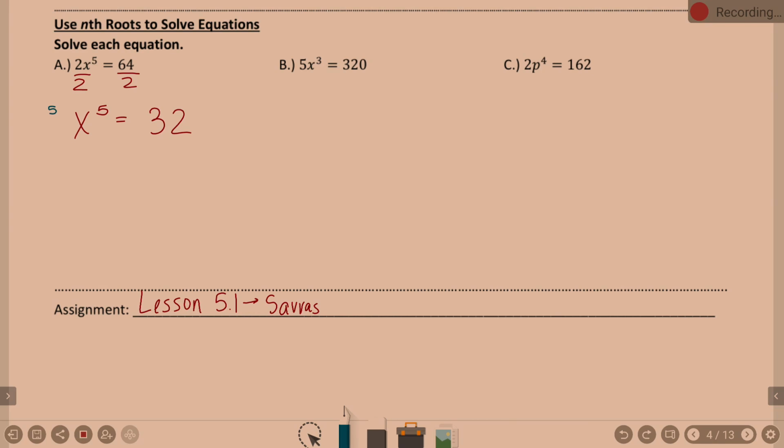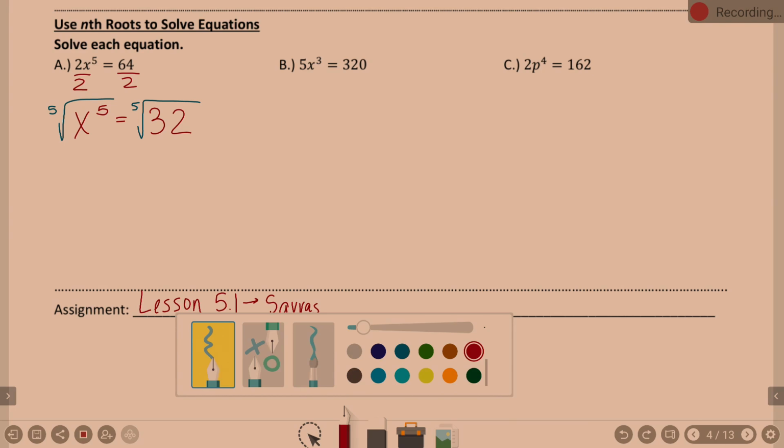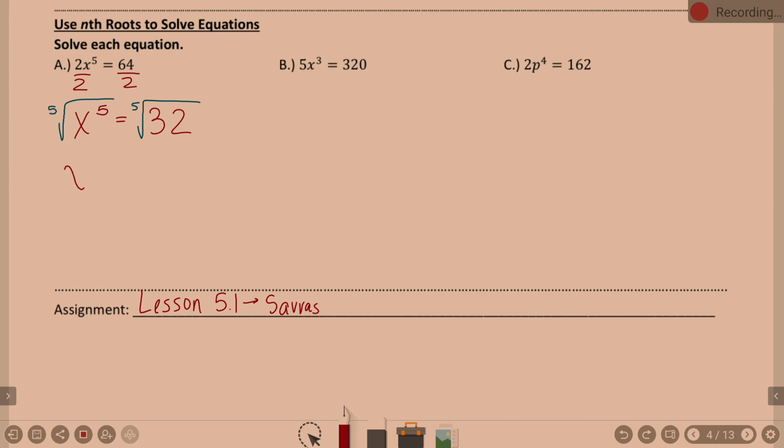If you take the 5th root of the left, guess what? You take the 5th root of the right. The 5th root of x to the 5th is x. What's the 5th root of 32? 2. And because that was an odd root, we're done there. B.